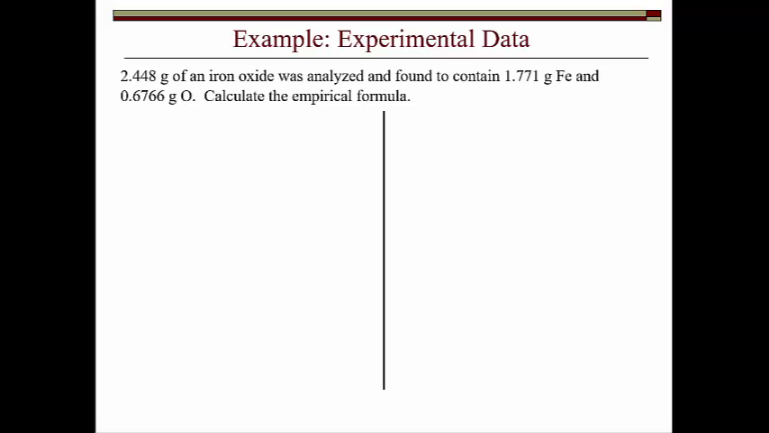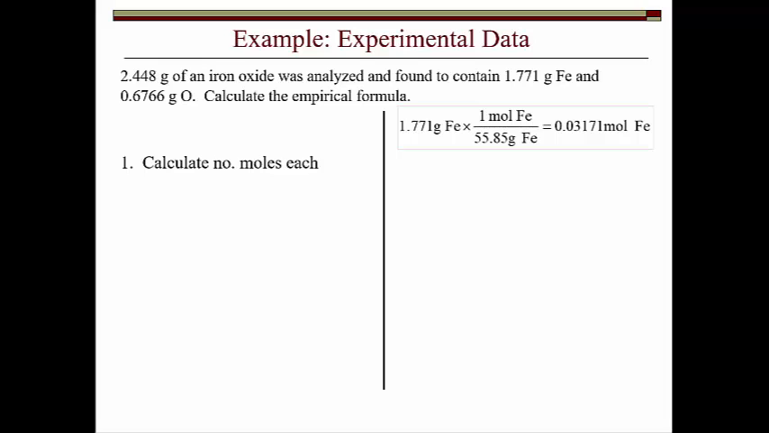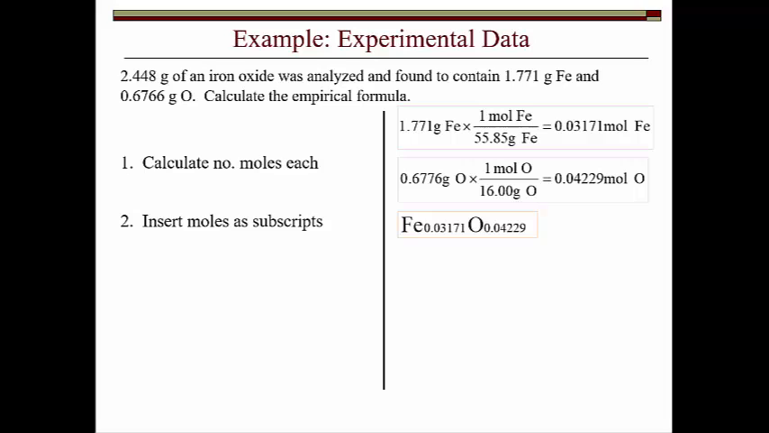So the first thing you're going to do is calculate the number of moles you have of each of the elements in this compound. So why don't you go ahead and do that? And you should have found that you got 0.0317 moles of iron and 0.04229 moles of oxygen. Okay, now again, the next step is to stick them into a formula. And boy, that does not look like a nice formula, right? So we want to make those into, again, whole numbers.